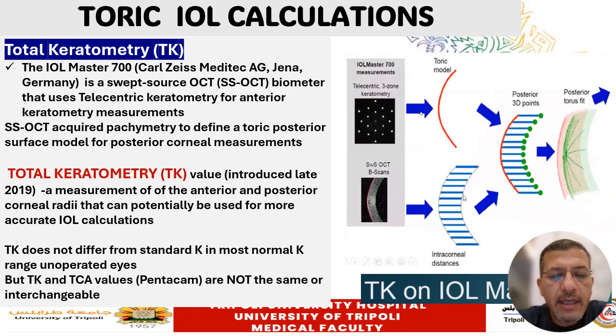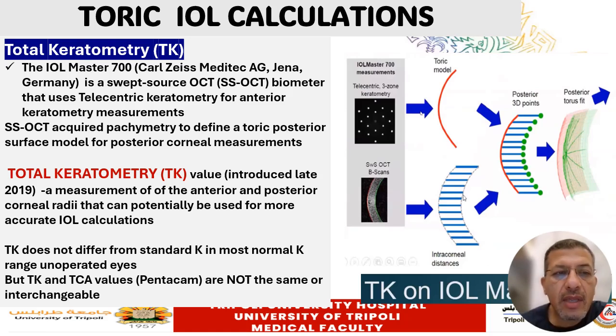Another important term I would like to explain is the total keratometry, the TK value. This term came after the invention of the IOL Master 700 in 2019. It is a K reading based on the anterior and posterior surface of the cornea, but by particular mathematical calculation and assuming the Gaussian principle, it gives you a K reading that can be used with any traditional IOL formula. I will explain this in detail.